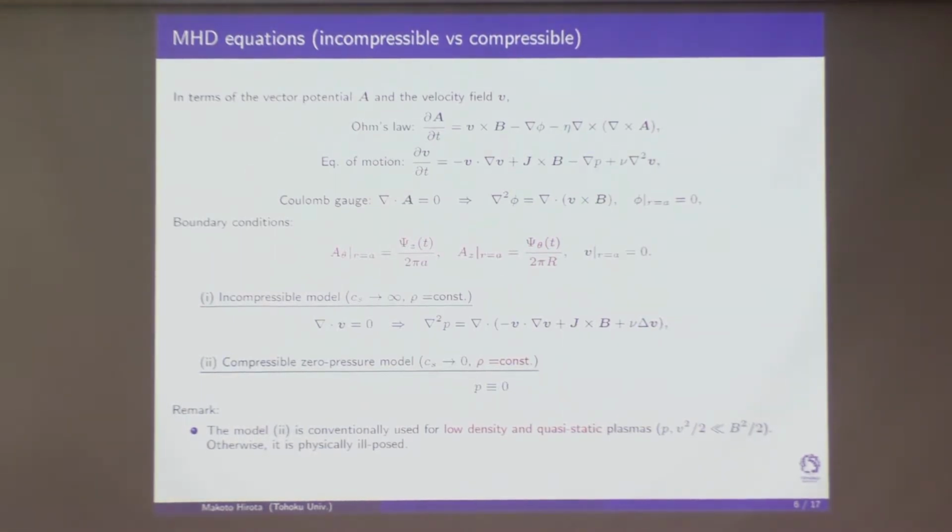And as for the pressure term, I used two extreme cases. One is an incompressible model, so divergence V equals 0. In this case, we have to solve the Poisson equation for pressure. And the other is the zero pressure model. This is quite similar to the zero beta model introduced by Prof. Furukawa. So pressure is just neglected.